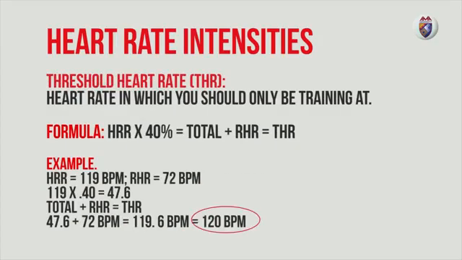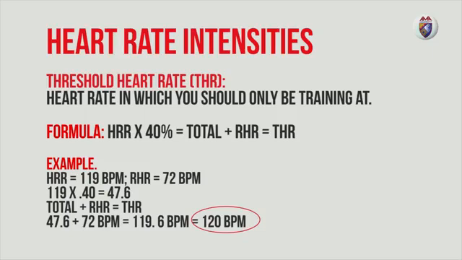The next way of measuring your heart rate intensity is through determining your threshold heart rate or THR. This simply refers to the level of your heart rate at which you should only be training in. You can easily determine your threshold heart rate using this formula: your heart rate reserve or HRR multiplied by 40% with the total added to your resting heart rate or RHR.